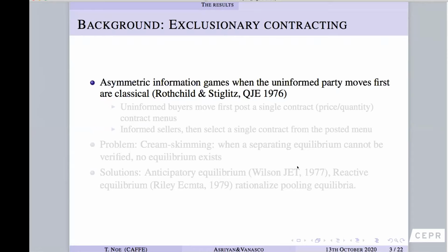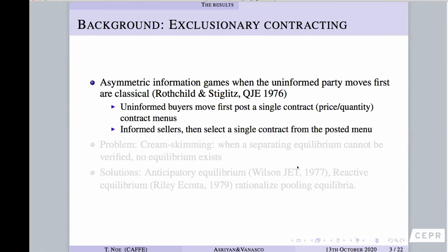Okay, the first is just a brief background. This is a really classical question. In the original models, you had the uninformed side, it could be buyers, sellers, depending on how you set the model up, but you had the uninformed fellows posting prices, and you could only pick a single contract. So in a way that's exclusivity, but you could also say that you can only post one contract. It basically implies exclusivity. And then the informed agents would then pick one of the contracts off of this menu.